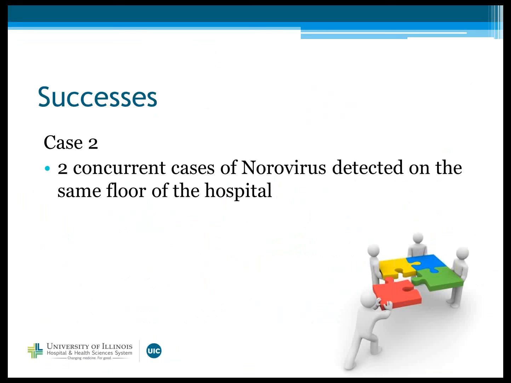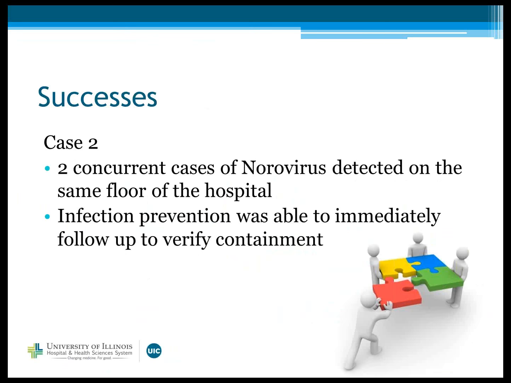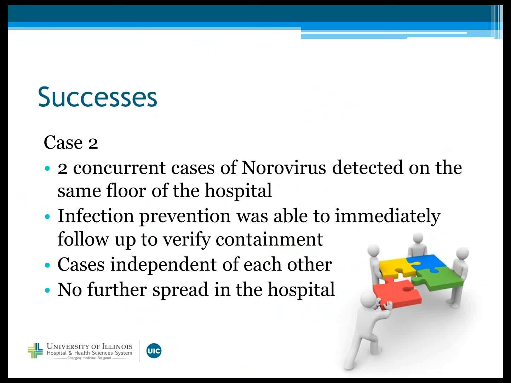The second case, or 2 cases, I suppose, were 2 concurrent cases of norovirus detected on the same floor of the hospital. So that's always sending up red flags. Infection prevention got involved quickly and could verify the containment, so the contact precautions of the patient, and also could look at the cases in real time. So these cases were independent of each other, and there was no further spread in the hospital. And so this didn't turn out to be any kind of incident in our hospital, but it had the potential to be. So that was a great success.